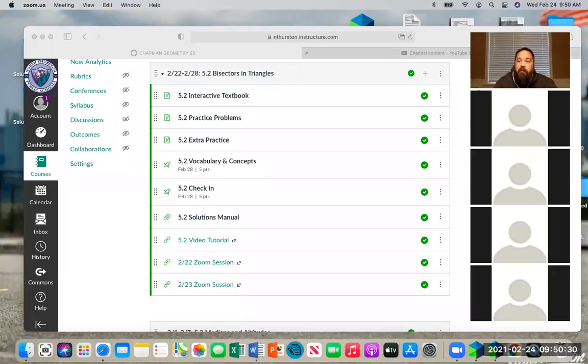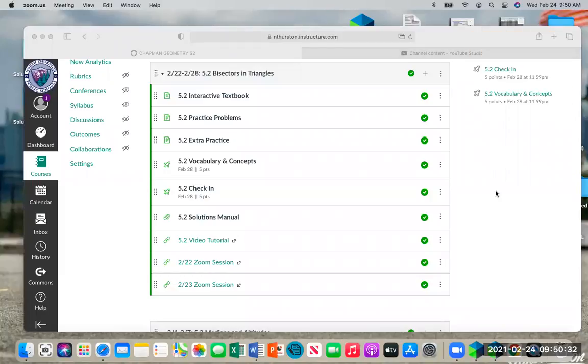I'm going to go ahead and share my screen and talk about what you have for this week, as well as next week's stuff that unlocked. For geometry this week, we were looking at 5.2, bisectors and triangles. Not a huge stretch from what we looked at in 5.1. You're basically dealing with two different types of bisectors, right?